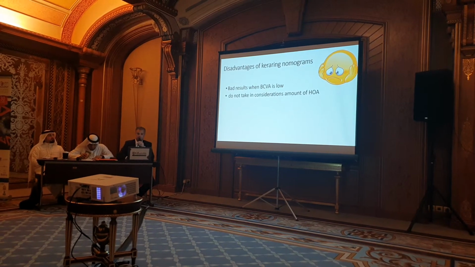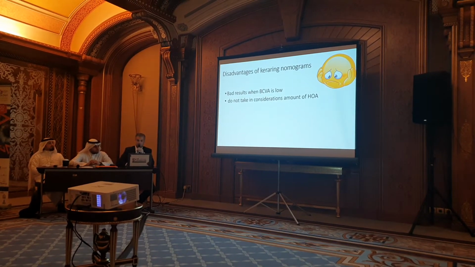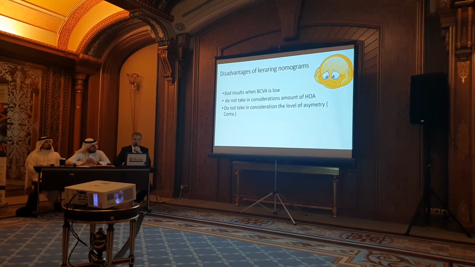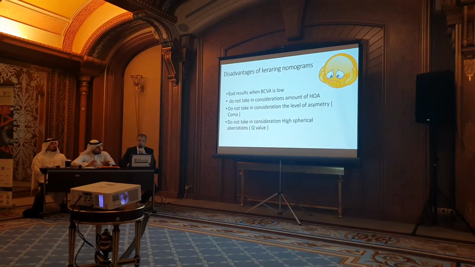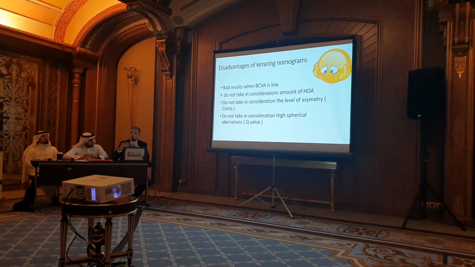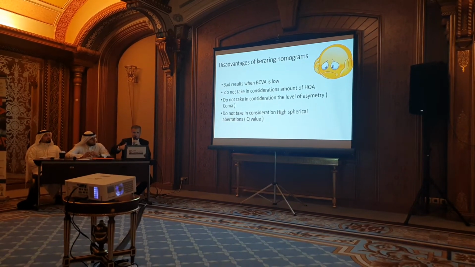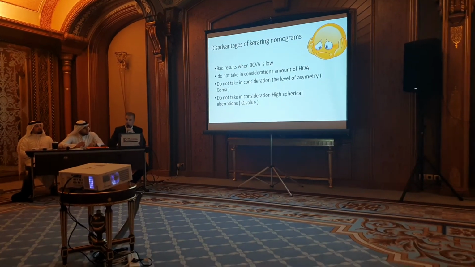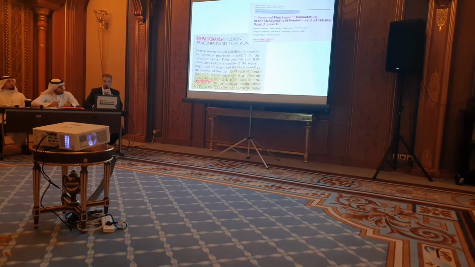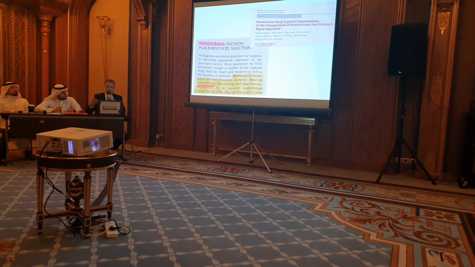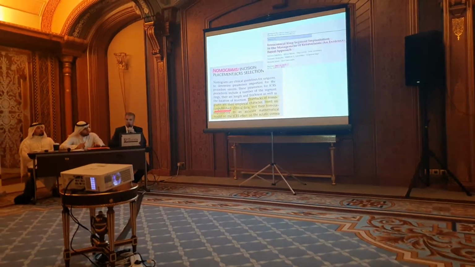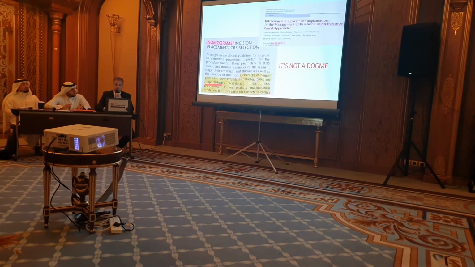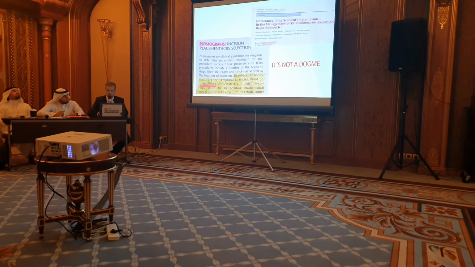You have bad results when the best corrected visual acuity is low. It doesn't take into consideration the amount of high order aberrations. It does not take into consideration the level of asymmetry. Keratoconus with coma is asymmetry. It does not take the Q value, the asphericity. So are there nomograms published? No, there are some mathematical calculations, and it is not a dogma to follow these nomograms.